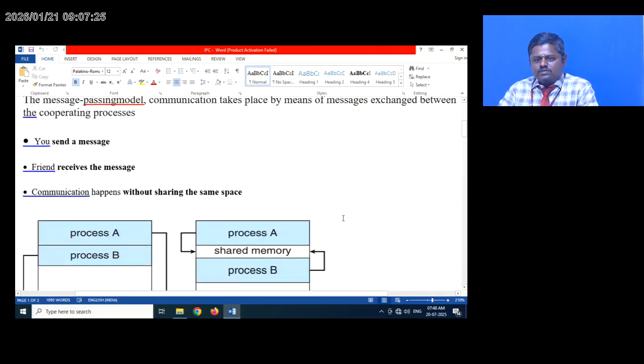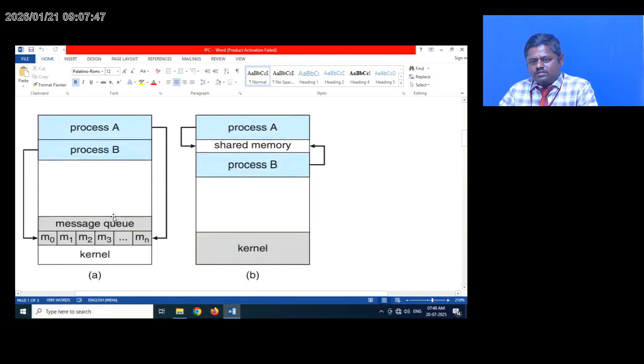One example: you send a message, your friend receives the message, and a communication happens without sharing the same space. You and your friend may be in different locations, not in the same location like the shared memory. The shared memory content is mutually shared between both A and B. But in the context of message passing, both are at different locations. They use message queues and buffers to transfer the message. Process A sends the message to the message queue. The message queue just queues up the messages. Later it sends the message to process B. Likewise, process B can send a message to process A via the message queue.